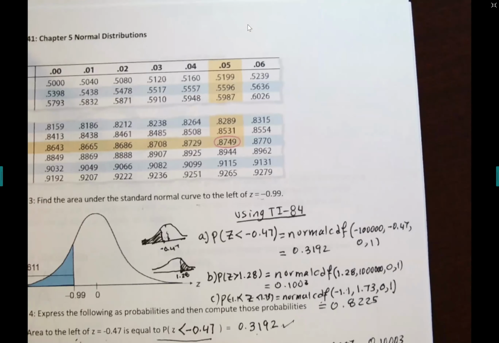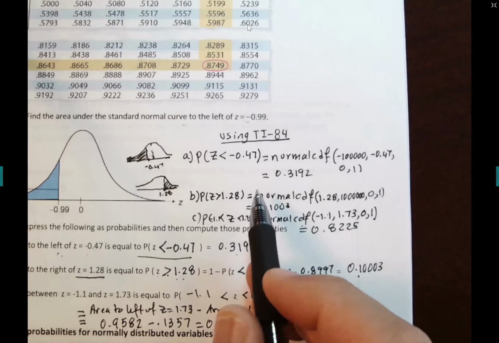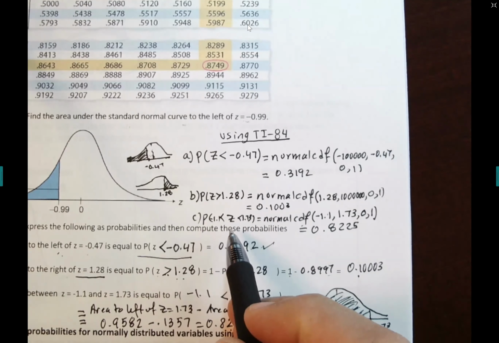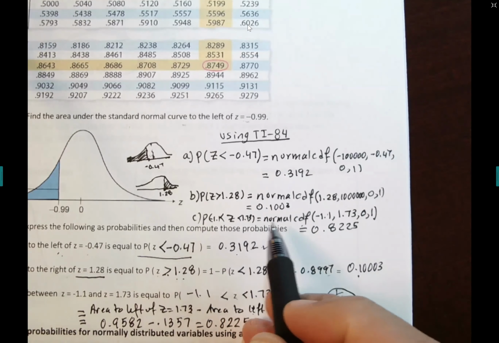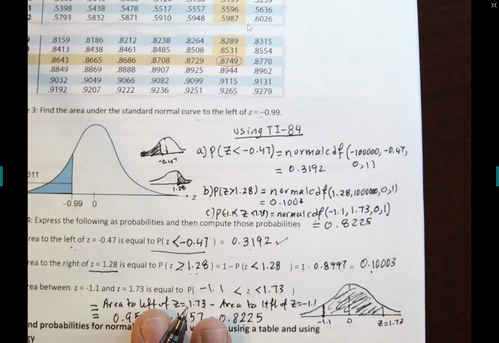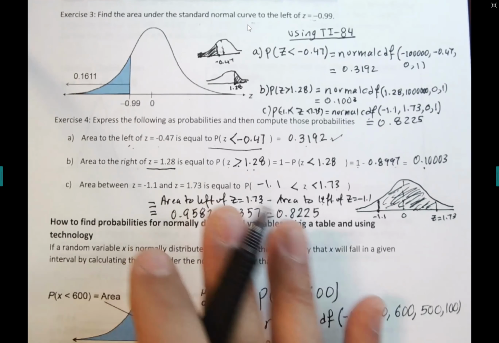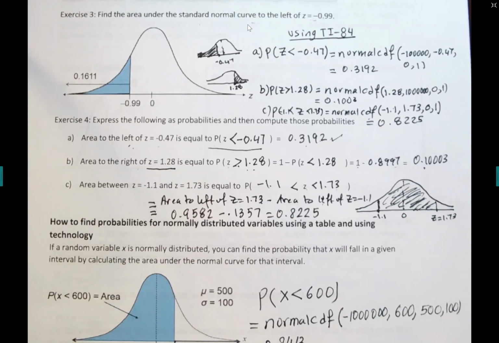Let me show you. This is a summary of what I just did. I wrote them already down. And this is the area in between, negative 1.1 less than Z less than 1.73, using normal CDF. You get the answer. Any questions, guys? And we don't use normal PDF. It's always normal CDF. This is the only feature that we use to find normal probabilities. Do not attempt to use a normal PDF. Cumulative density function, the CDF.